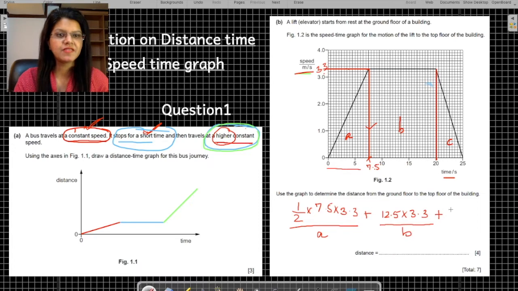Now the area of C. C is also a triangle, so half times the base. Base we clearly see here. It is 5. 5 times how much is the height? This line here gives you the height, and the height is 3.3. This is the area of the figure C, which is a triangle. When you do the calculation, you'll see the distance will come out to be 62 meters.